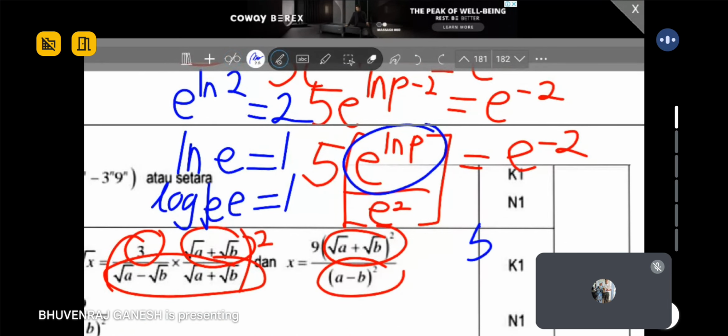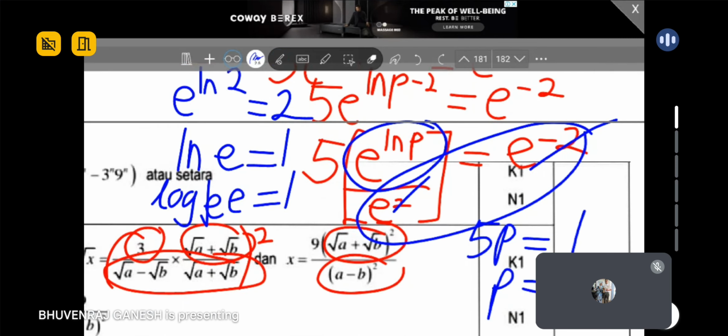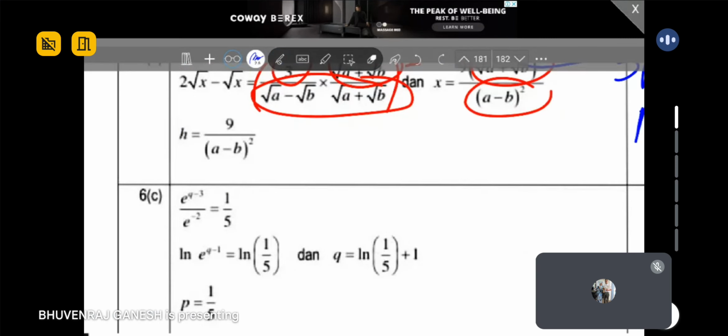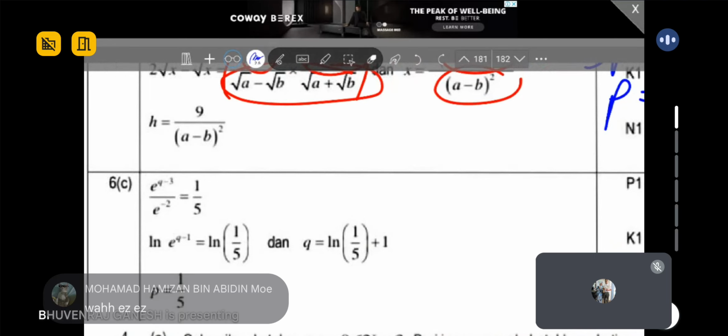So now you can start to solve already. It's very simple. 5P equals what, guys? This one cancels out. Negative 2 and 2, gone. So it equals e to the power of 0, which is 1. So P equals 1 over 5. So easy, guys. So this is your answer. Can you understand, guys?